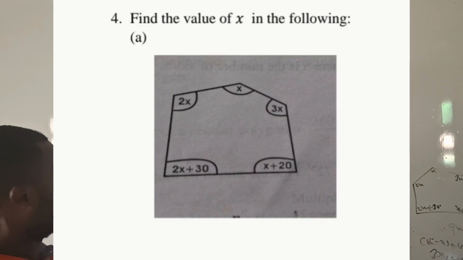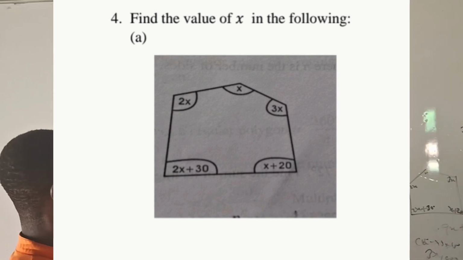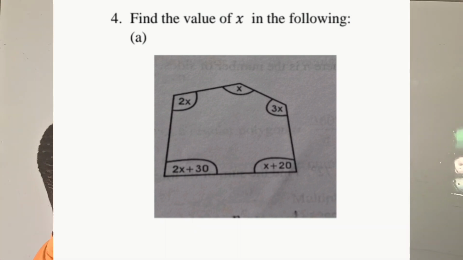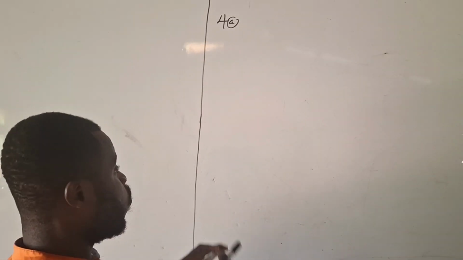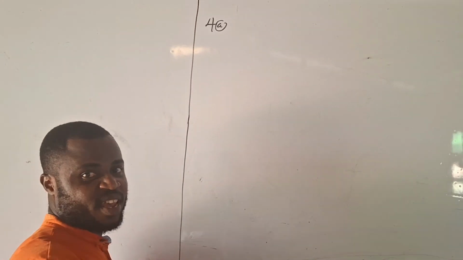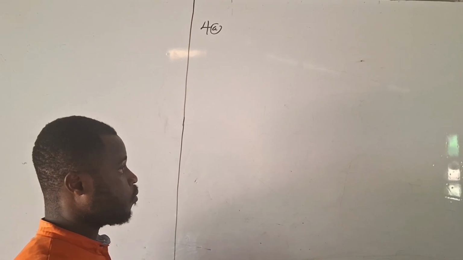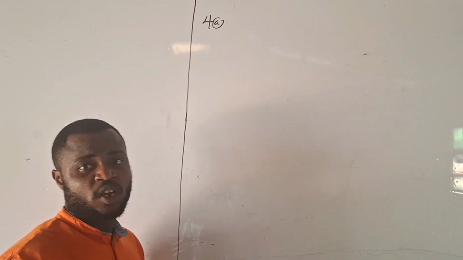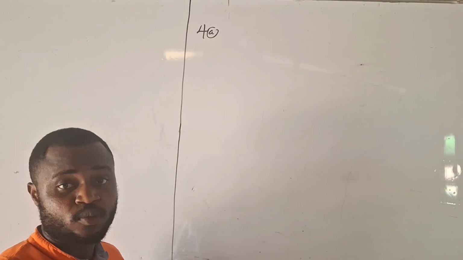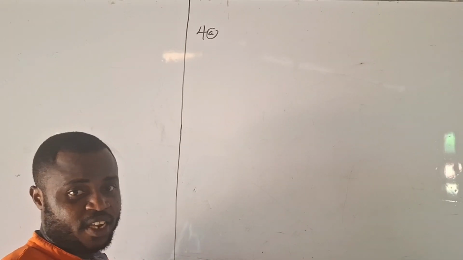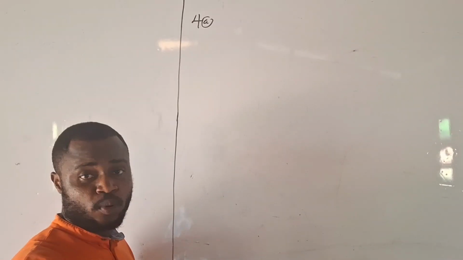Question 4a, a diagram is given and we have to find the value of x. Now, where are the figures written? They are inside that particular polygon. Now, in this question, what you have to know is that when you sum them up, what are you going to equate them to? They are inside, so you have to know the sum of the angles of that polygon.